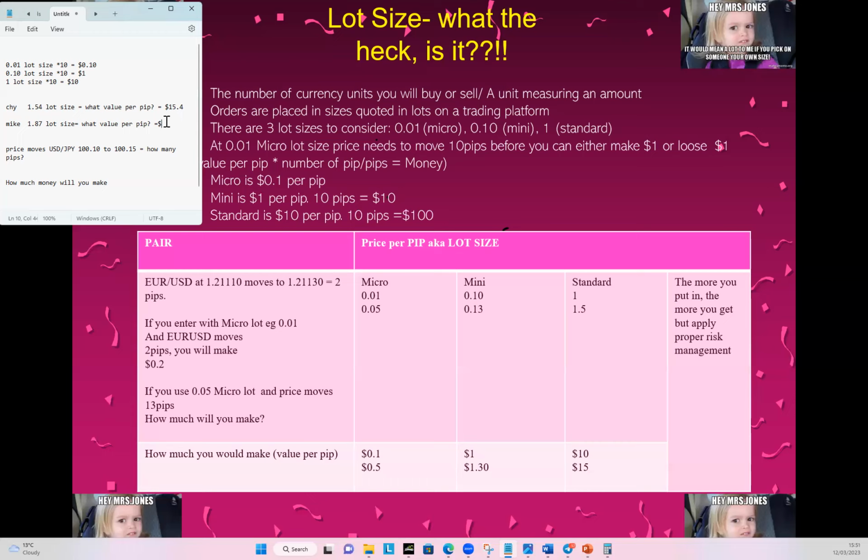Oh, crap. So if you have a 1.87 lot size, hypothetically speaking, this is all 1.87 lot size, yeah? Yes. What is your value per pip? Value per pip will be 8.7. How do you work that out?